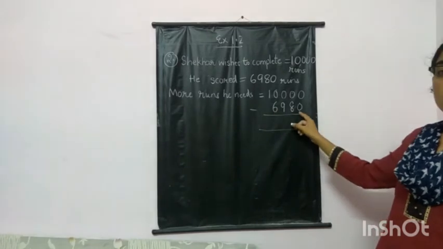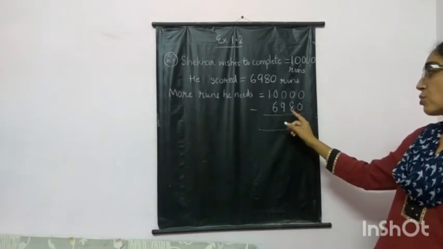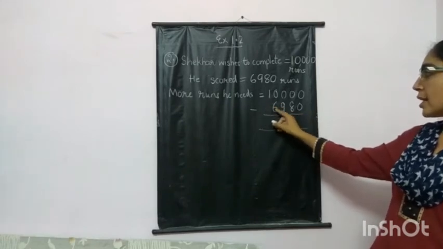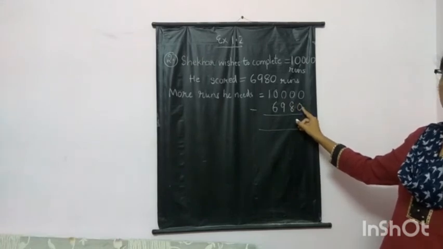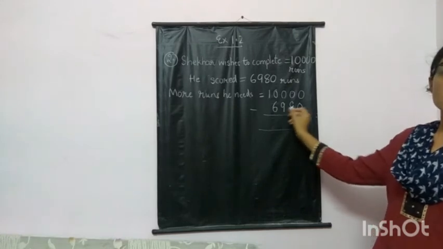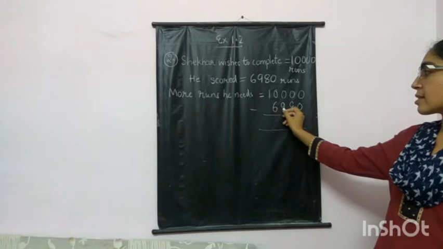While writing this number, it's very important to understand where we should write. Some children may make a mistake and write 6 here, 9, 8, 0 and leave this space blank. That will be wrong. What you need to do is start writing from this side. You have learnt in the number system we speak places from this side: ones, tens, hundreds, thousands.